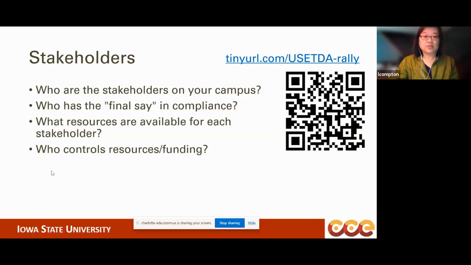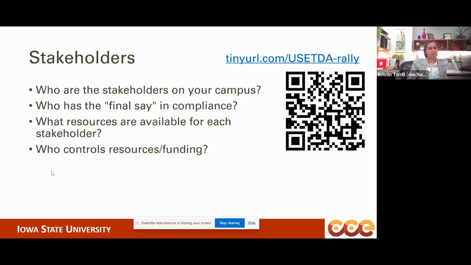commonalities here. So who are the stakeholders on your campus? Who has the final say in the compliance? What resources are available? And who controls the resource and or funding?